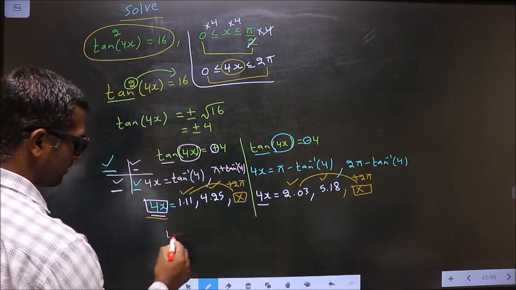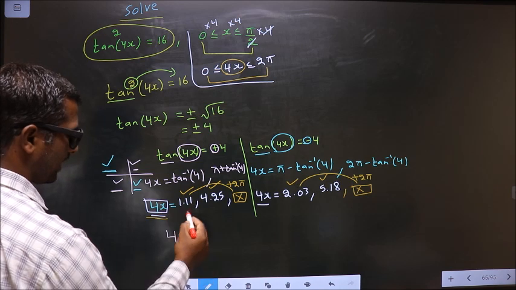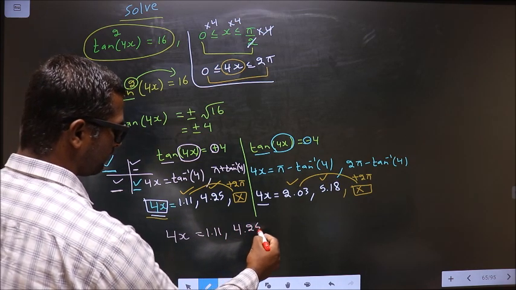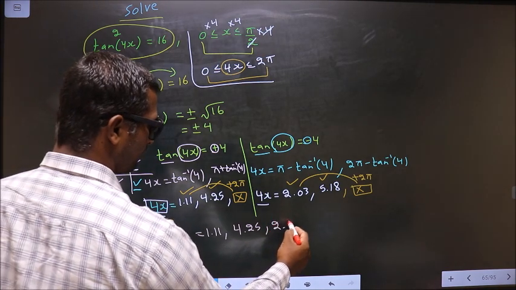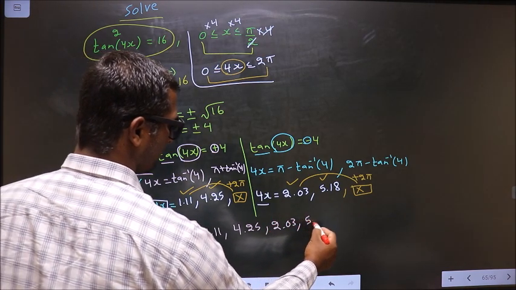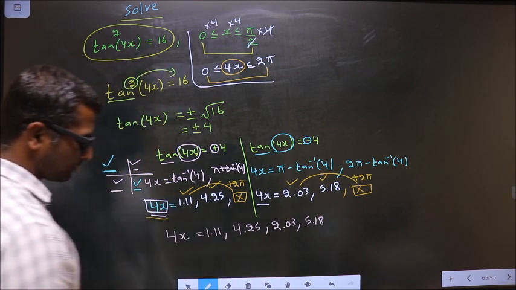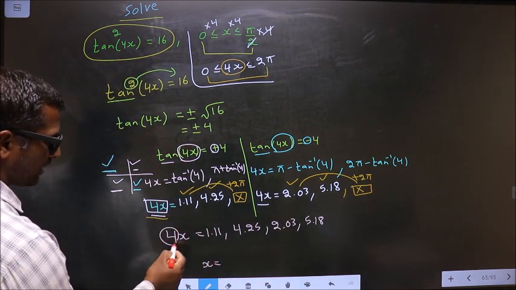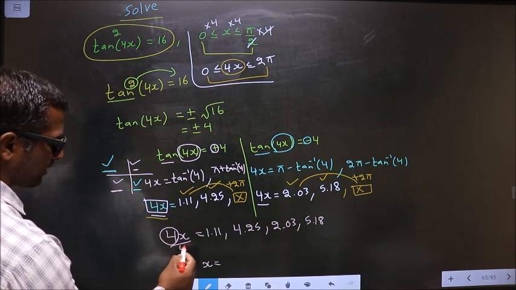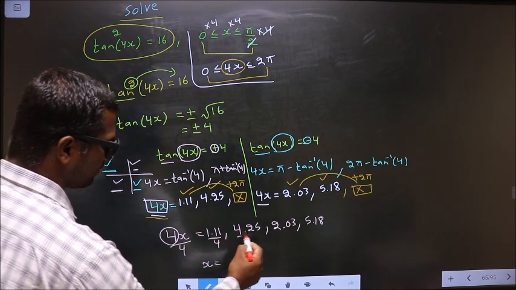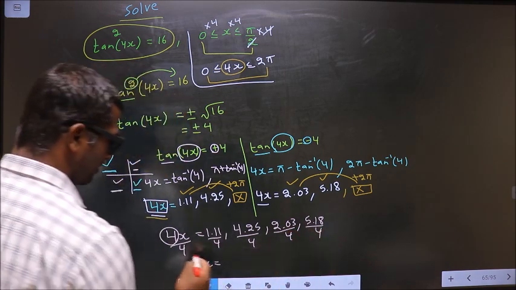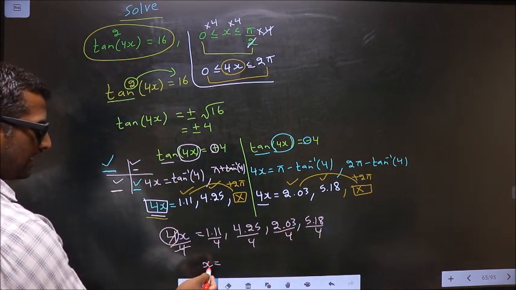So now the values we got for 4x are 1.11, 4.25, 2.03, 5.18. To get the values for x, I should remove this 4. So to remove the 4, you divide each value by 4. So here it cancels out, resulting in x.